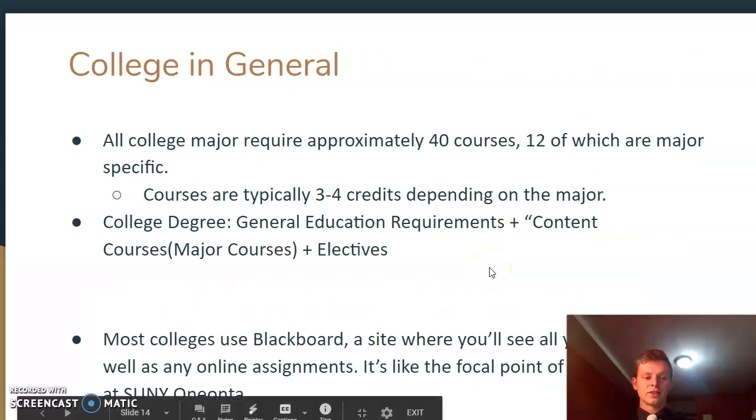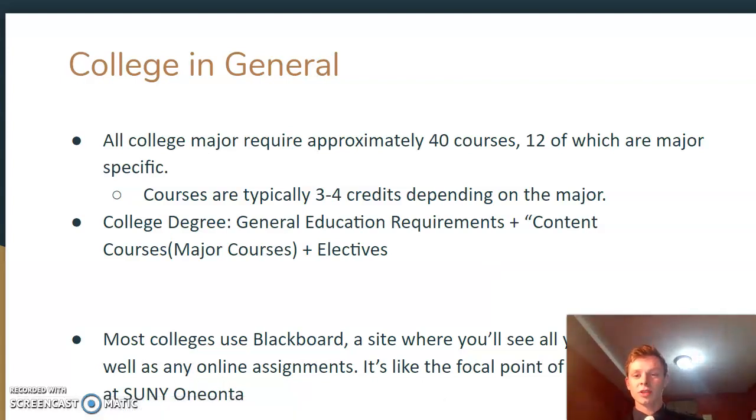College in general. I only have about a minute and a half left, but in college you're going to take approximately 40 courses, 12 of which are major specific. A typical college degree is approximately 124 credits. Credits are how colleges determine that you've sufficiently taken the amount of time to learn the major and do everything that you need. 124 credits is kind of the typical number. College courses are typically 3 to 4 credits depending on the major, and a college degree is composed of general education requirements and content courses, major courses, and then your electives.